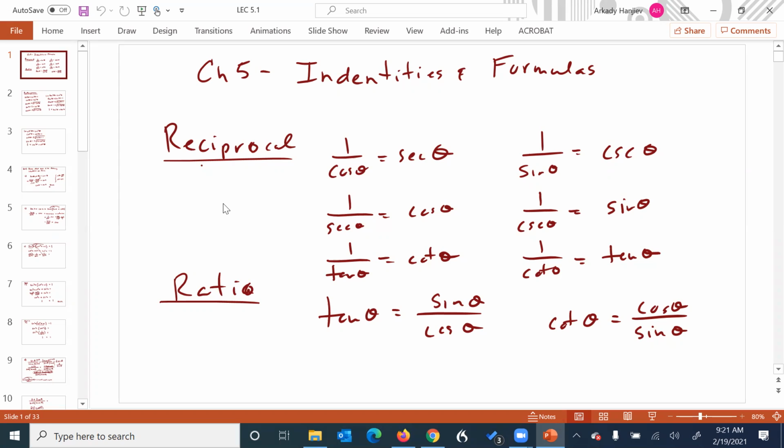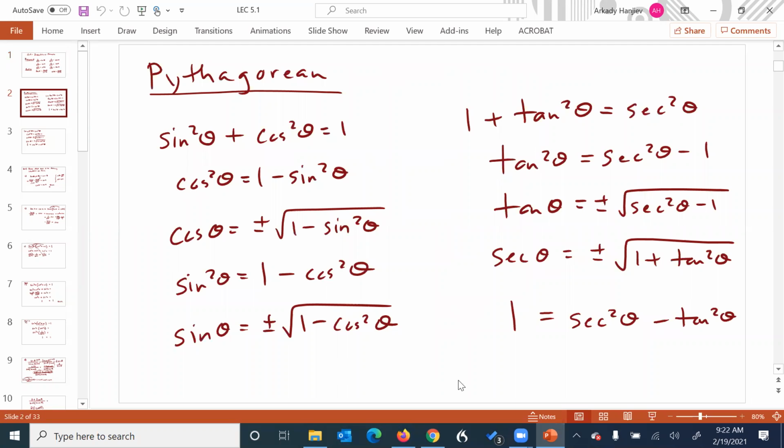Okay, so what do we need? We need all the different relationships we know so far. We need to know the reciprocal relationships, so sine, cosine, tangent. We also know the ratio identities between tangent and cotangent. Next, to spend some time on this one here, it's the Pythagorean theorem relationships. So we have three major ones: sine squared theta plus cosine squared theta equals 1. We know that from a long time ago. We have the tangent and secant relationship and all the different variations that they do.